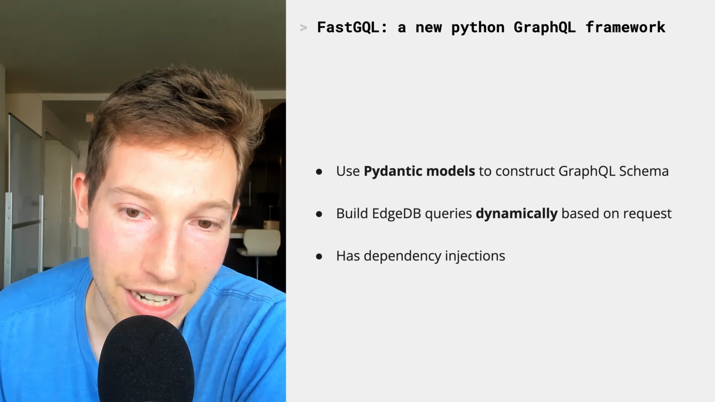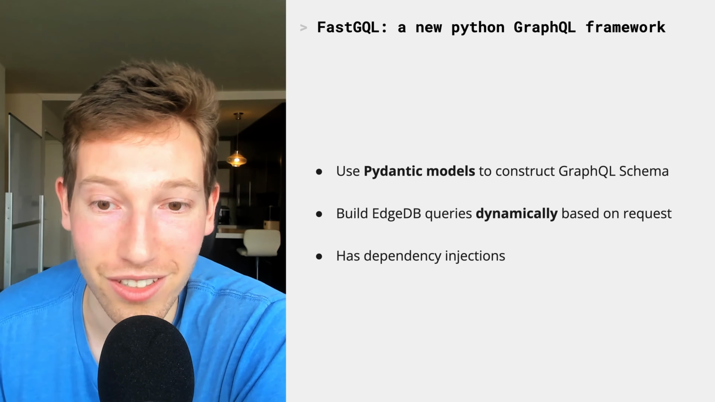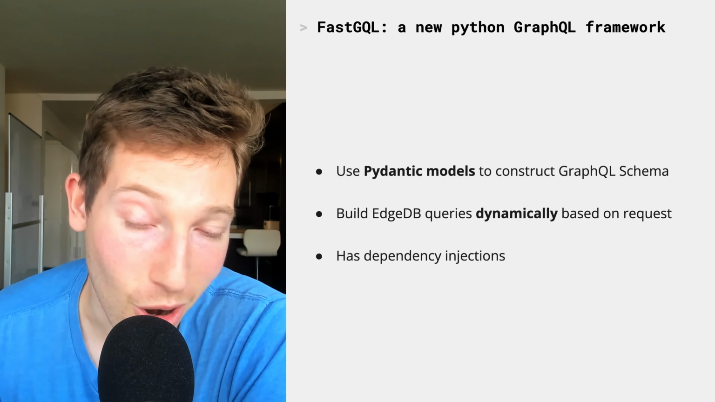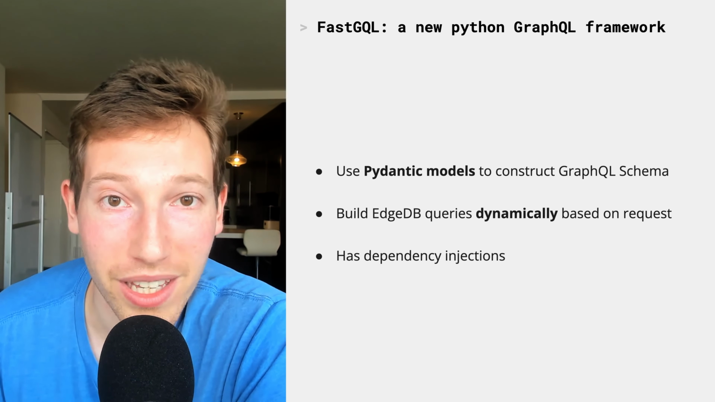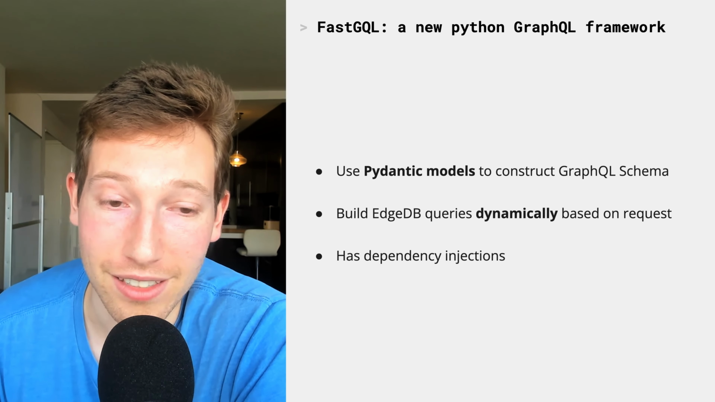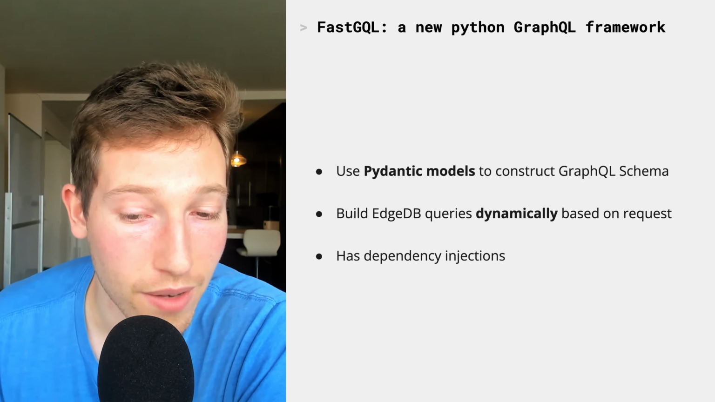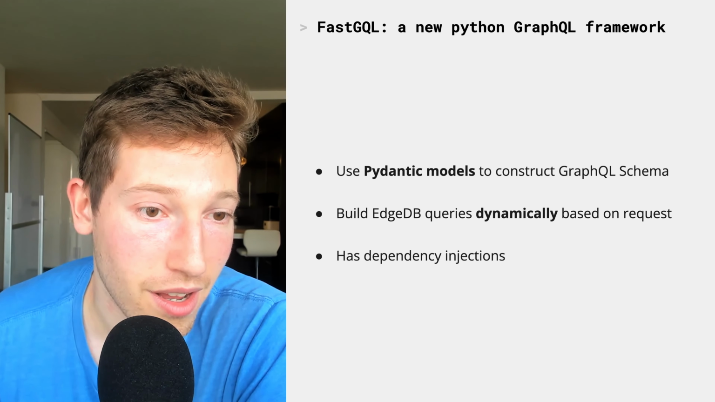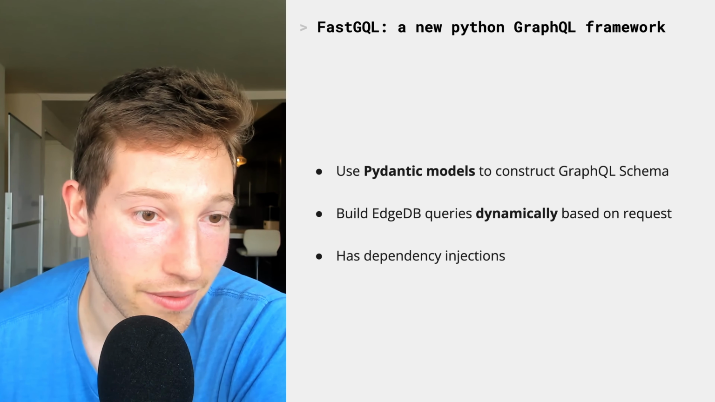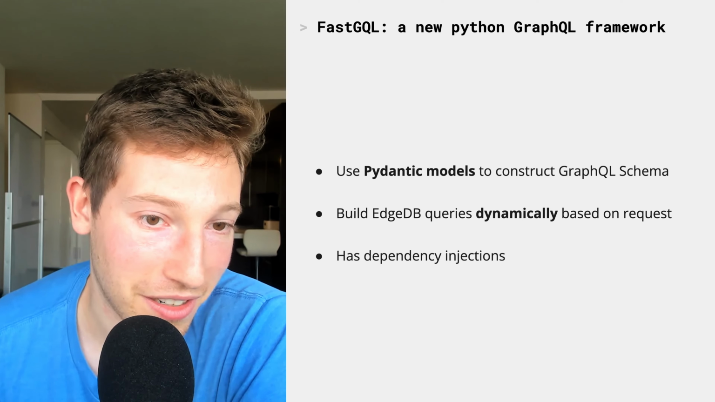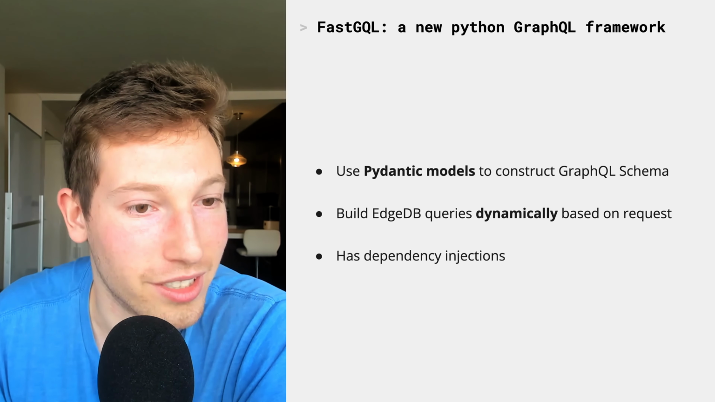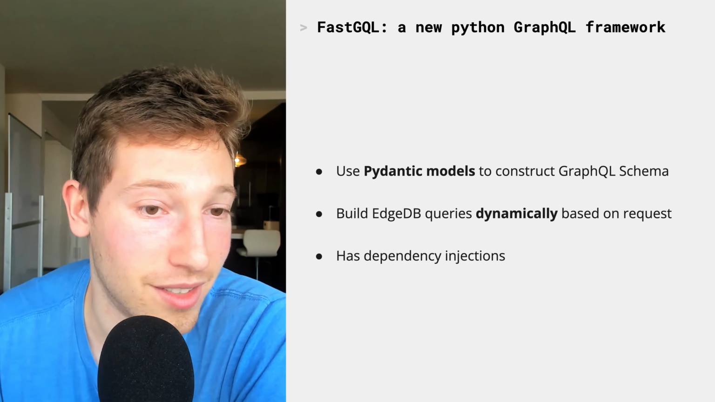You can find it at jerbear/fastgql. We're already using it on many of our screens at BeatGig, and it's really, really fast and really simple. All you have to do is define your Pydantic models, define how they relate, and then using our query builder, queries are constructed dynamically, and it even has dependency injection.